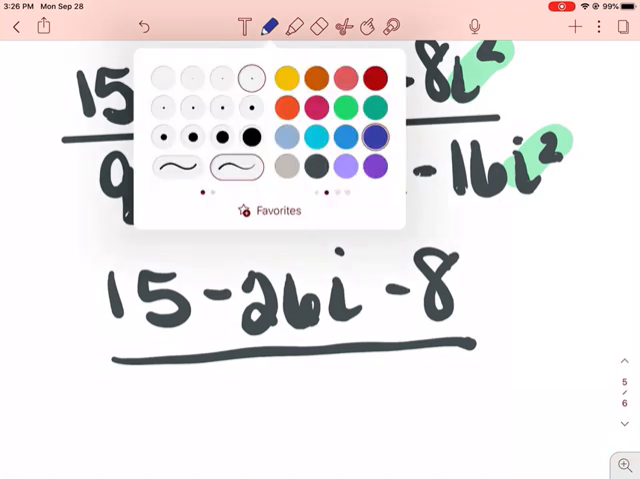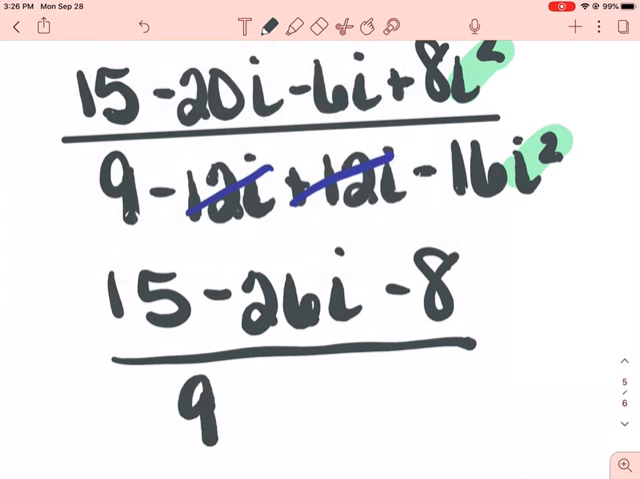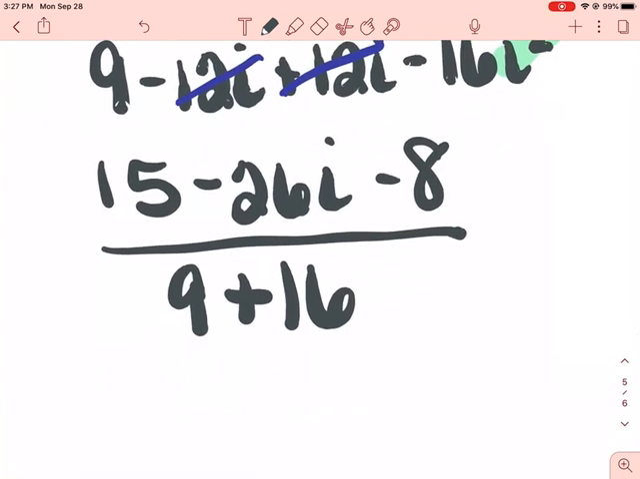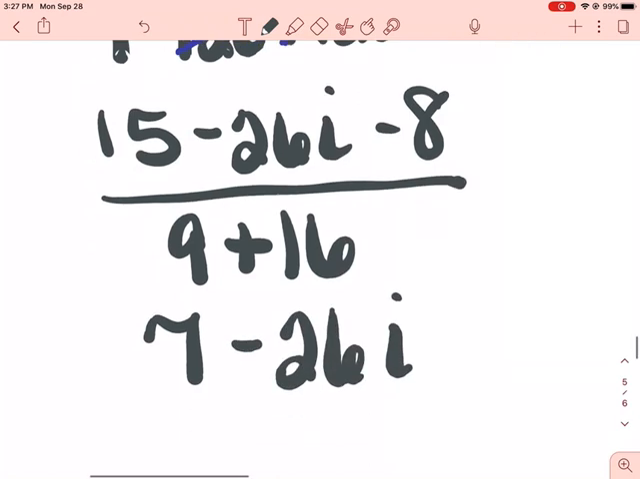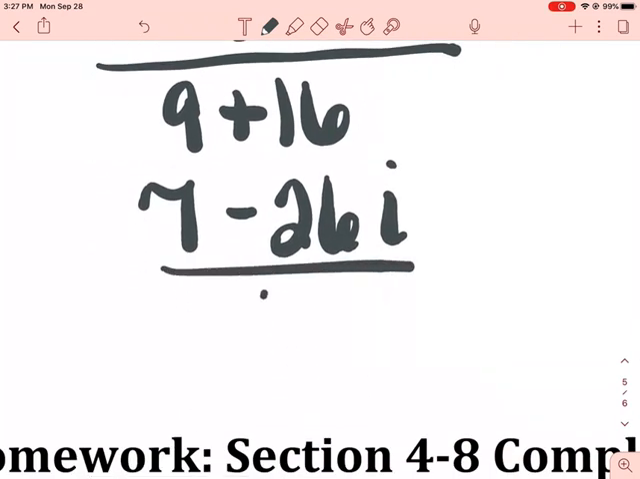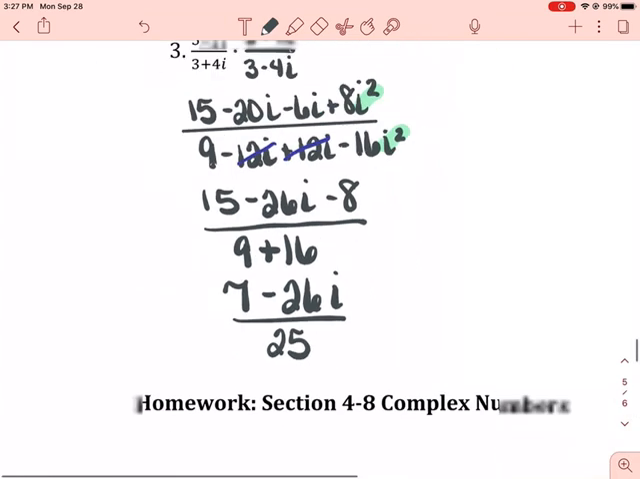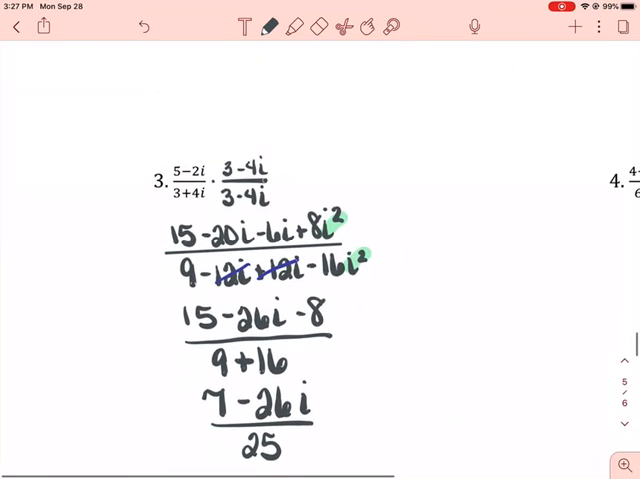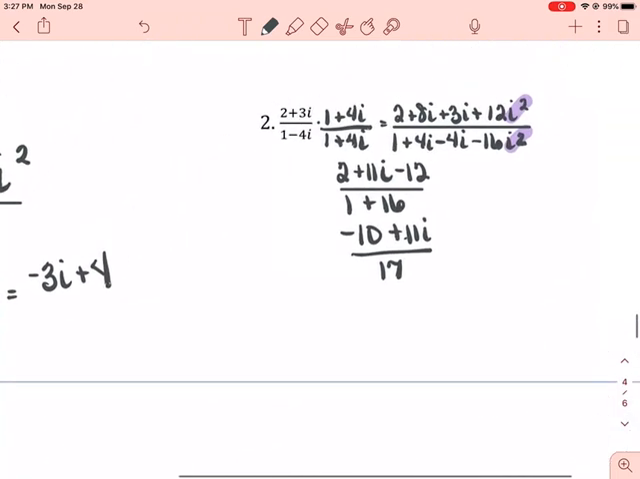Okay, if we look here, the 12i's are going to cancel. So we're going to get 9 plus 16. Okay, so 15 minus 8, 7. So 7 minus 26i all over 25. Okay, all right. Take a minute, look at that, and try 2 and 4 and see if you get the same answers.